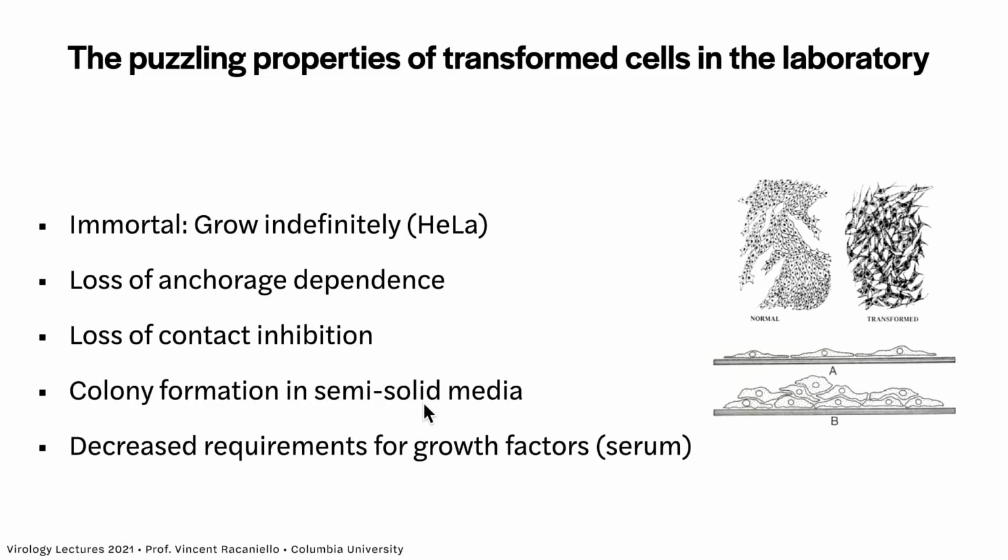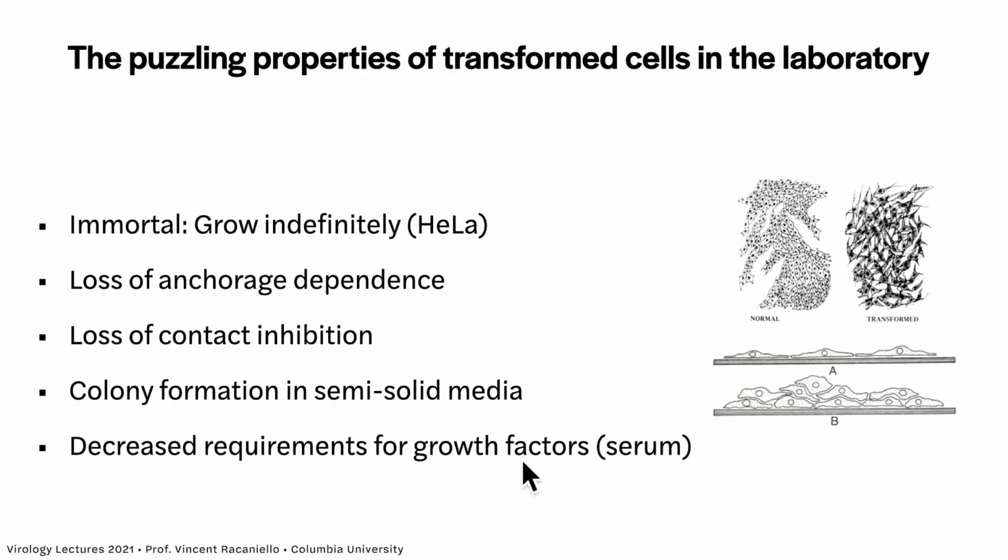They will form colonies in semi-solid media. If you plate out single cells, say in agar, the single cells, if they're normal cells, will die because they can't grow well on their own. They can't get the nutrients they need, and they can't get them from their neighbors. But transformed cells have no problem because, as you'll see today, they have mutations in pathways that bypass those requirements.